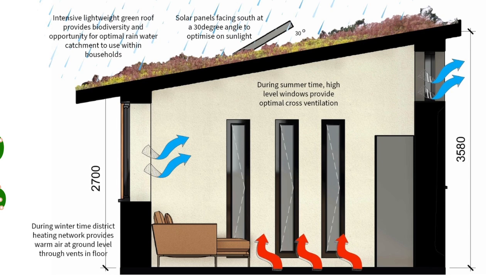Other considerations for the sustainable design include a connection to district heating at the central heating system using vents at floor level. High-level windows allow a combination of stack effect and cross ventilation. The roofs can support a light-intensive green roof that will contribute to biodiversity and optimize rainwater catchment to be reused as greywater. Solar panels will offset the majority of the electricity bill and feed back into the wider grid.